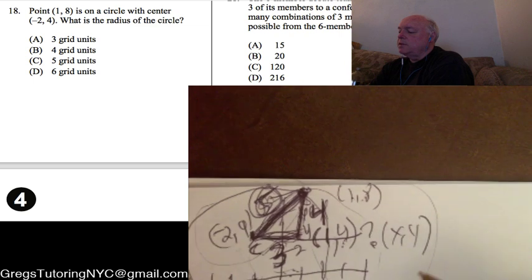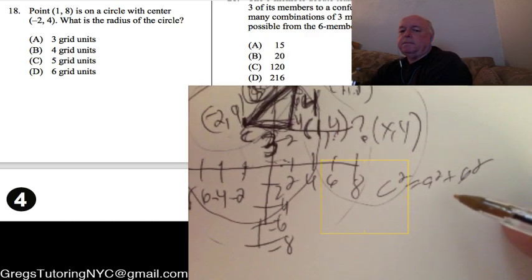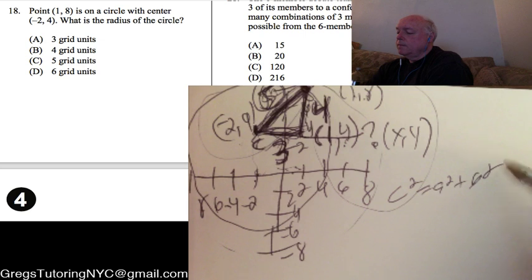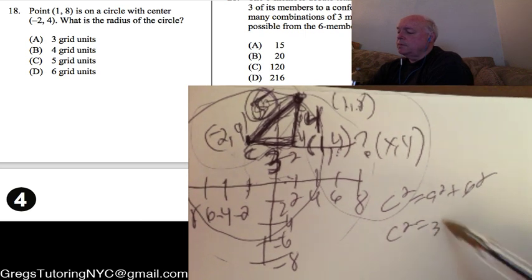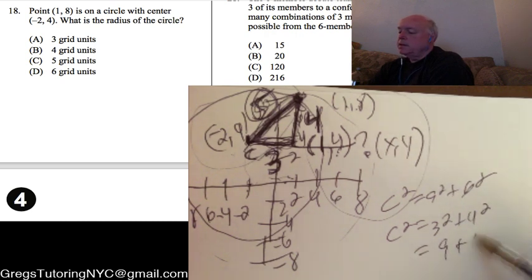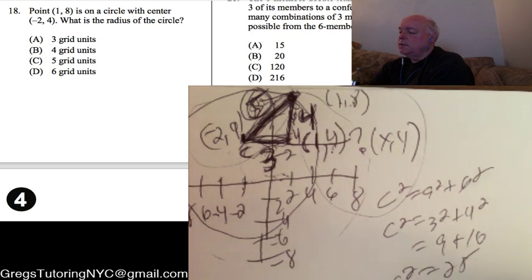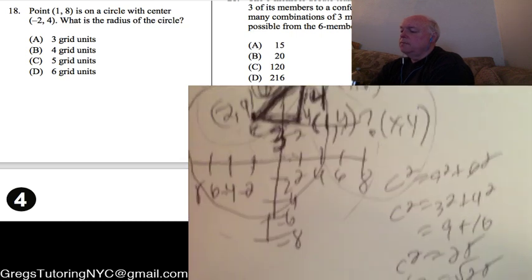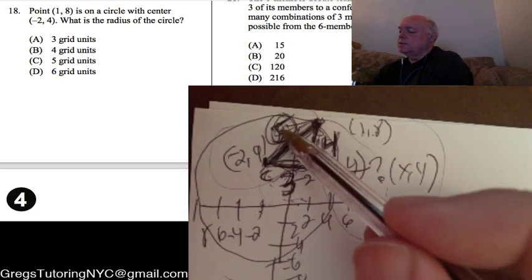If we want to use the Pythagorean Theorem, we'd have c squared equals a squared plus b squared. Okay? And we get c squared equals 3 squared plus 4 squared. And c squared equals 9 plus 16. And that's equal to 25. And then we would take the square root of both sides, and we would get c equals 5. Right? Sorry, I'm using C for center here, and also C for this, because that's what the formula normally does.